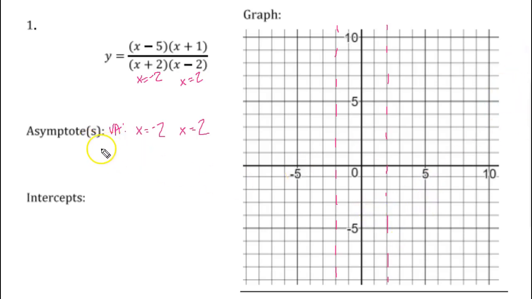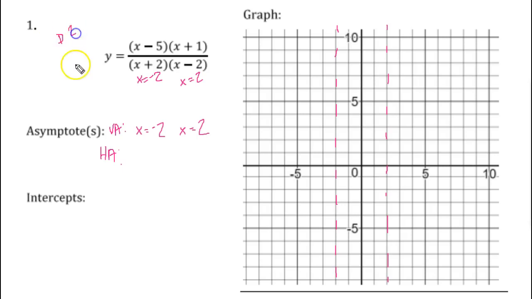So let's look for our horizontal asymptote. We have to know our degrees for that one. So this is in factored form, so don't forget, you do need to multiply it out to figure out what its degree is. This is going to be x squared. So this is a degree of 2 on the top. This is also going to be x squared. So it's a degree of 2 on the bottom.